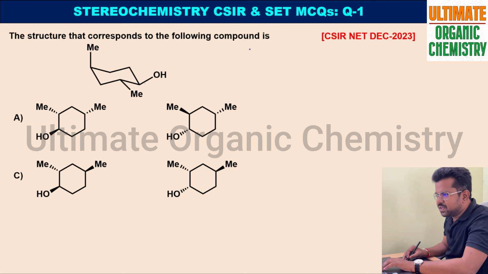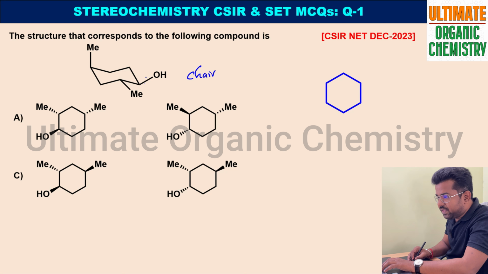Question number 1. This question was asked in CSIR December 2023. The question was, the structure that corresponds to the following compound is. So they have given a cyclohexane in chair form. So this chair form of cyclohexane has to be converted to the corresponding planar form. So for that reason, I have given a planar form of cyclohexane.